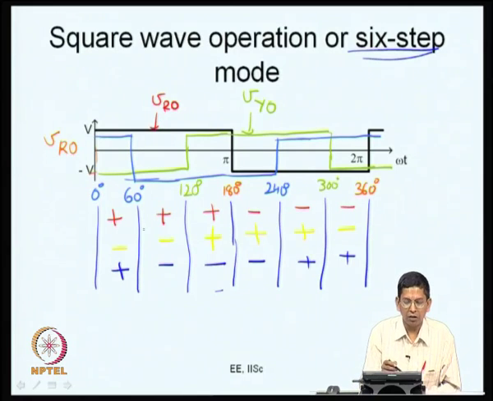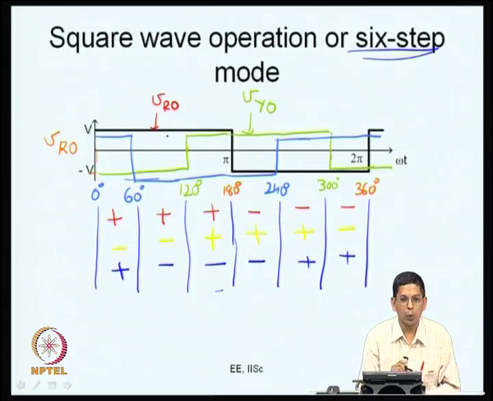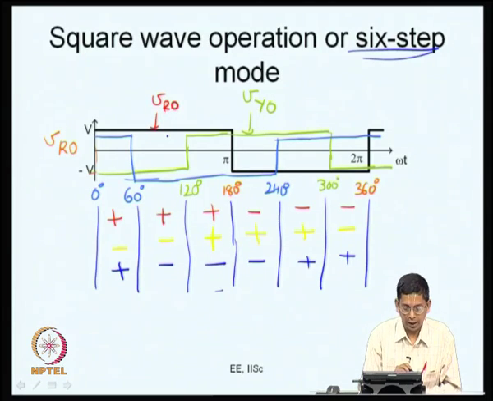Further, you can even draw the R phase, these are the pole voltages. You can subtract VRO and VYO and get your line to line voltage VRY. How will the line to line voltage VRY look like? If you look at the first 120 degrees on this waveform, VRO is positive and VYO is negative.